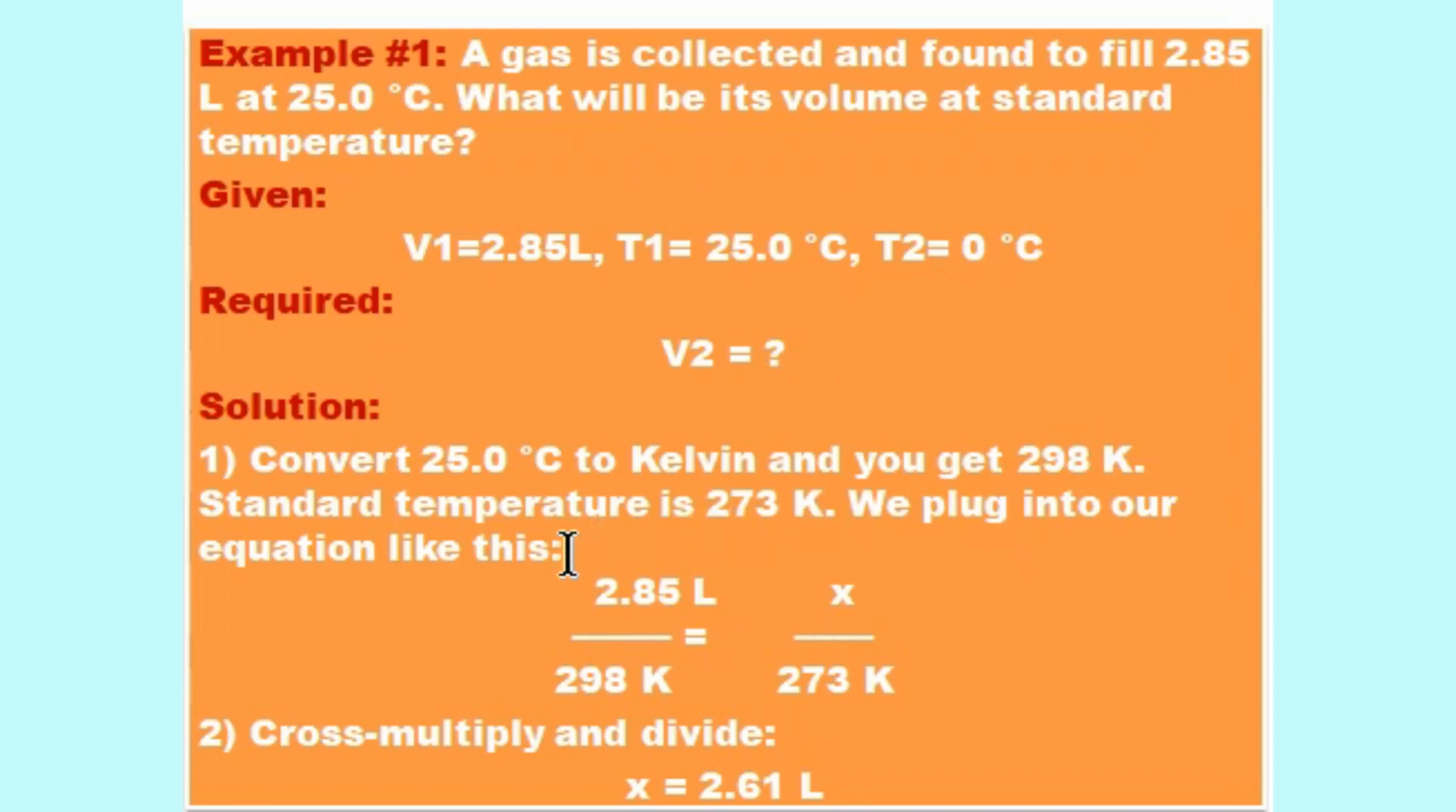Then apply the formula V1 over T1 equals V2 over T2. V1 is 2.85 liters over T1, 298 Kelvin, which equals V2 over 273 Kelvin. Because you are asked to calculate V2, which is represented by X in our example, crisscross and divide by 298, and you will obtain 2.61 liters. This is the first example.